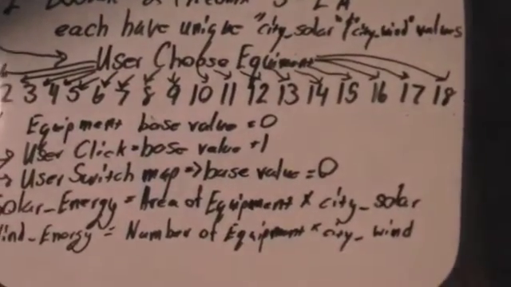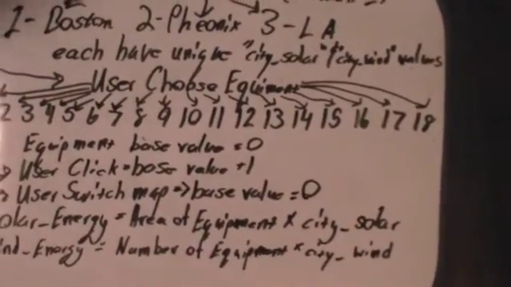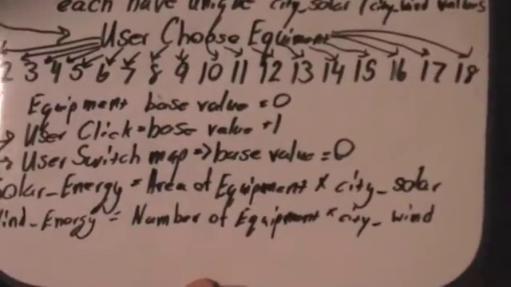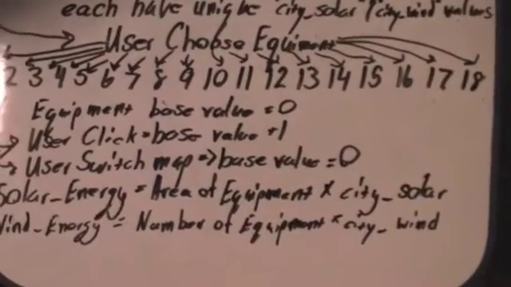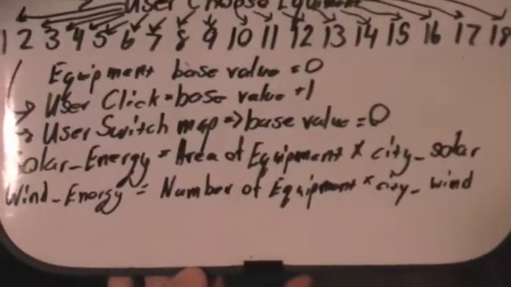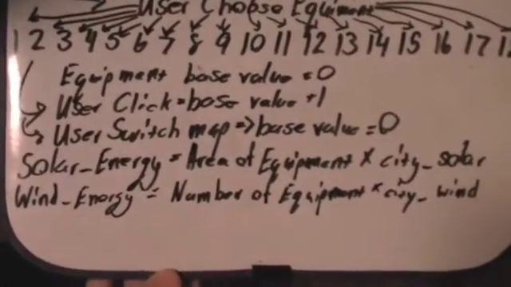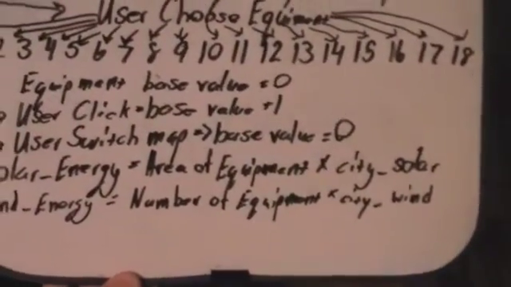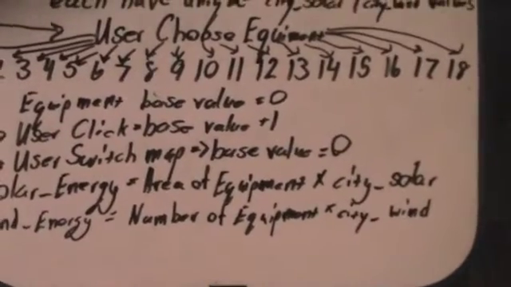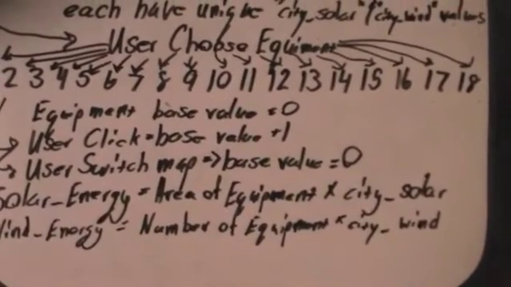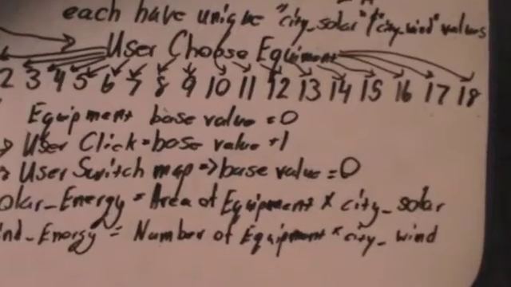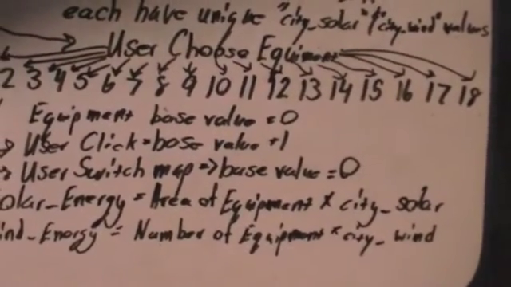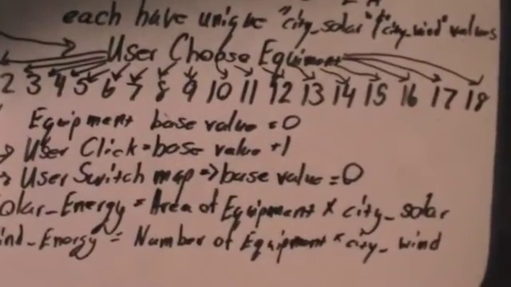Once the user is done choosing where they want to place the equipment for solar and wind, they can use the calculate buttons on the GUI to calculate the solar and wind energy produced from the equipment they set, as well as the cost. Solar energy is given by the area of the equipment times the city solar, and wind energy is given by the number of equipment times city wind.